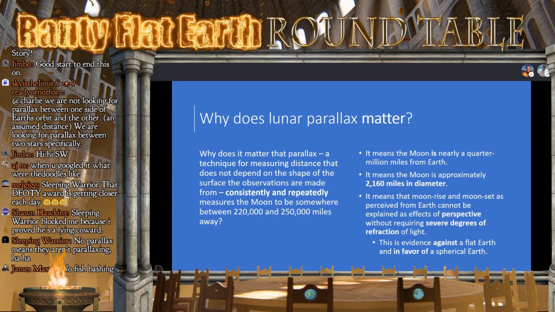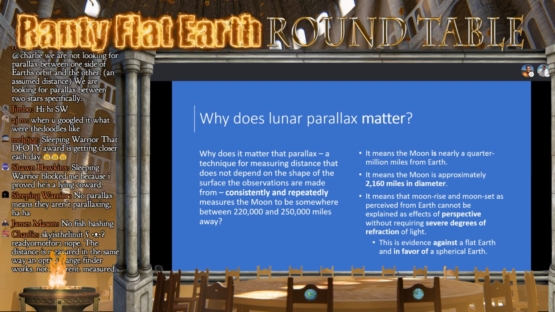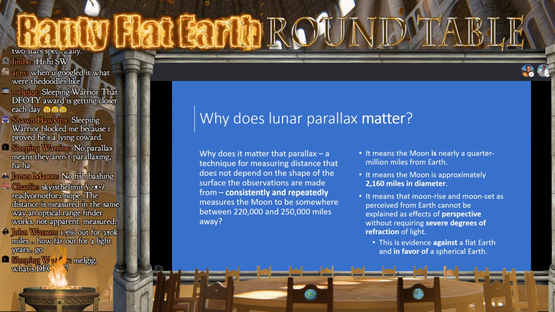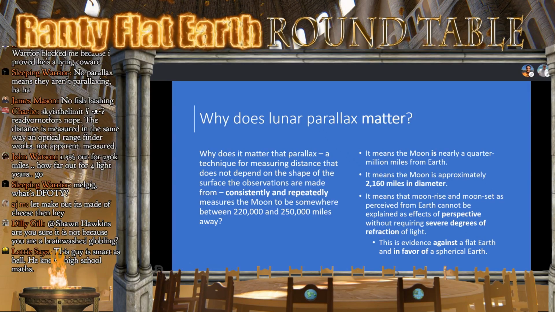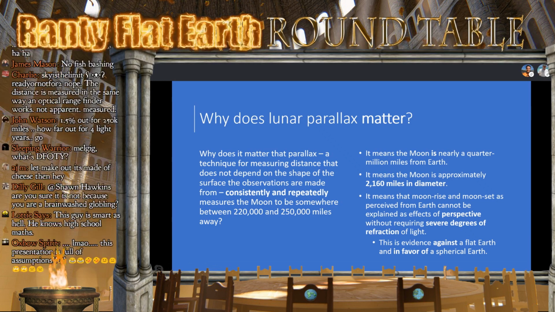This was going to be the last slide of my presentation until I saw Sleeping Warrior's comments about stellar parallax. But I'm going to present this now and then move on to my bonus material. Why does lunar parallax matter? Why does it matter that parallax, a technique for measuring distance that doesn't depend on the shape of the surface the observations are made from, consistently and repeatedly measures the moon to be over 200,000 miles away? Generally, you will measure it to be between 220,000 and 250,000 miles away. Why is it significant?